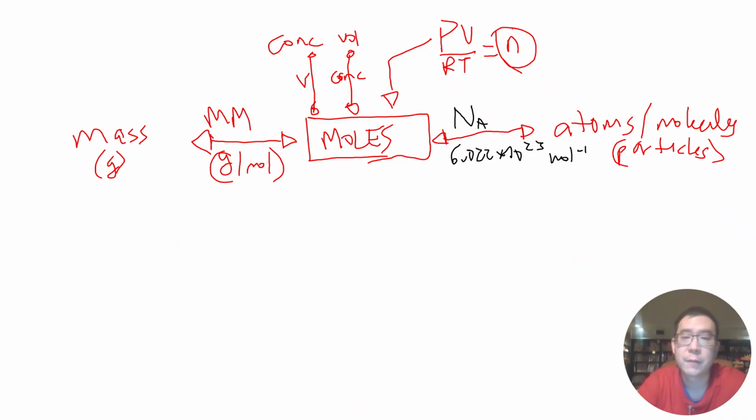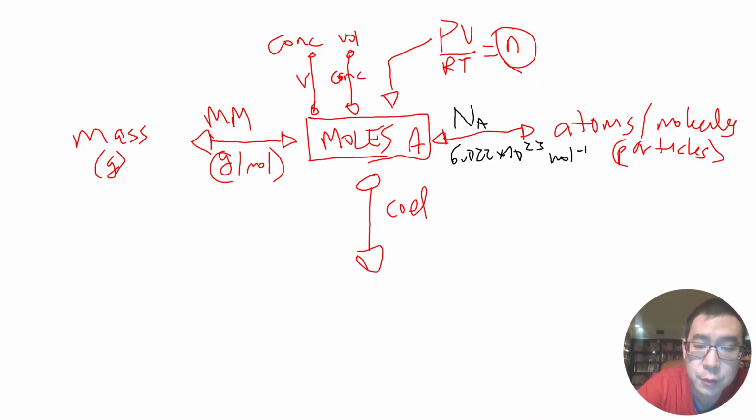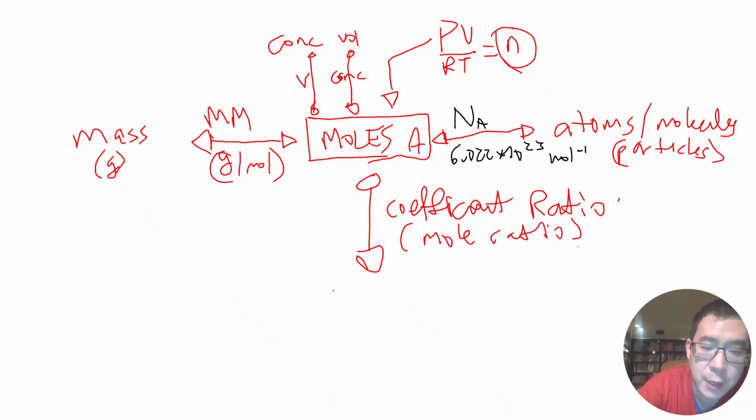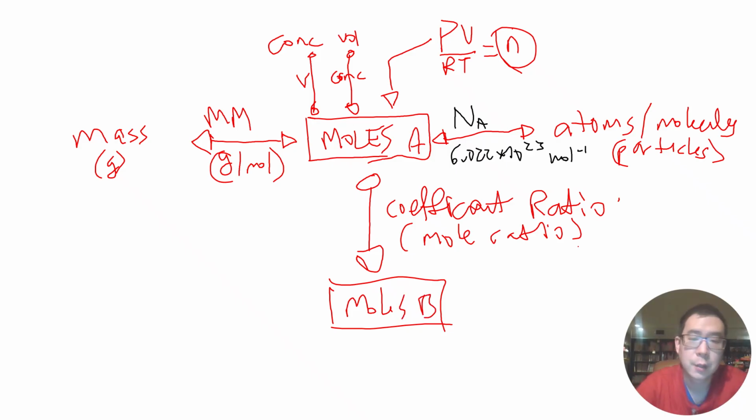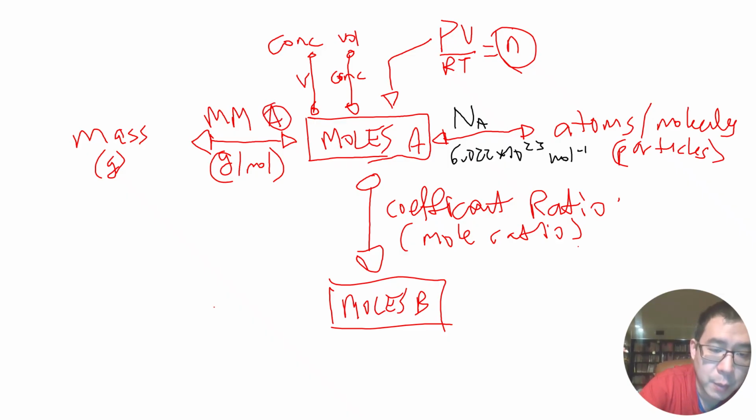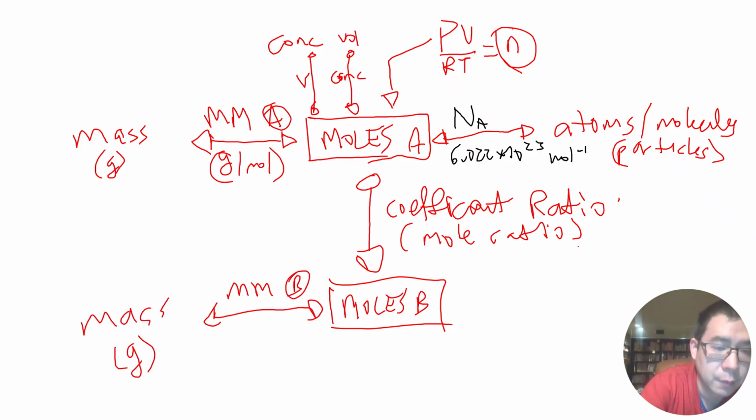Once we have moles and we have a balanced chemical equation, we can use the coefficients in the balanced chemical equation, or the coefficient ratio, and sometimes that's called the mole ratio, to get us from moles of A to moles of B. And once I get from moles of A to moles of B, I can use the molar mass of B to get me the mass of B, right?